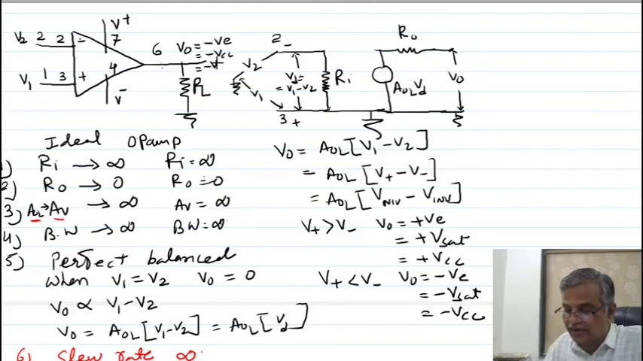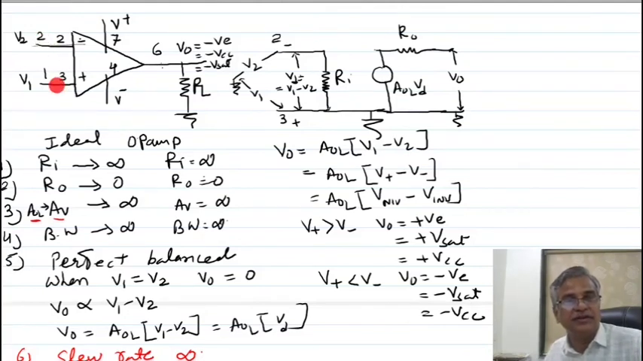It is called minus V saturated, because this voltage is more than this voltage. So for open loop operation, if V2, the voltage at the inverting terminal, is more than V1, the non-inverting voltage, then the output is negative. This you should remember.